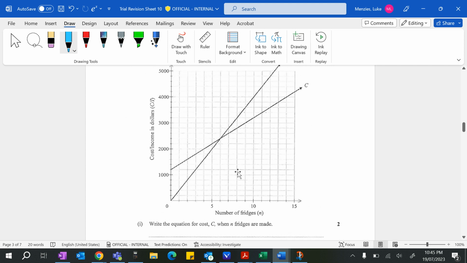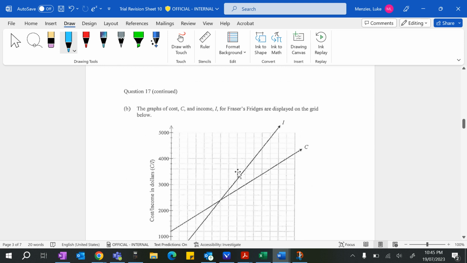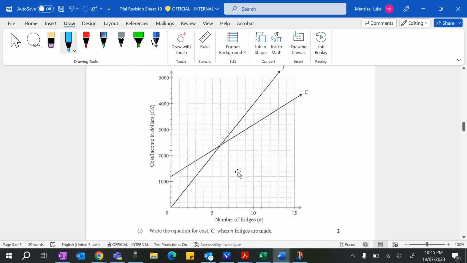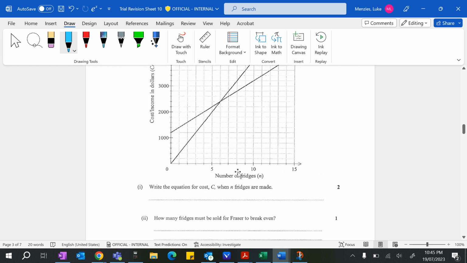Some linear equation stuff. Write the equation for cost C when n fridges are made. All right, cost. When you're doing something like this, we want to write the equation as y equals mx plus c. So we want to find the gradient and the y-intercept. The y-intercept is a little bit easier to find. It's going to be that number there. 1, 2, 3, 4, so it's going up in 200s. So in this case, I might write it down as c equals 1200.